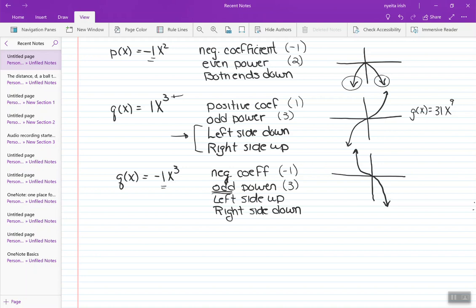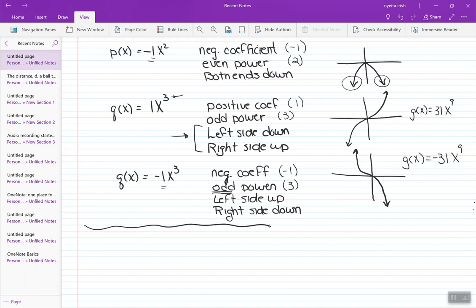or right side down. So for example, if I put a negative in front of that, g of x equals -31x to the 9th. Odd power means split ends, negative means going downhill, so left side up, right side down.